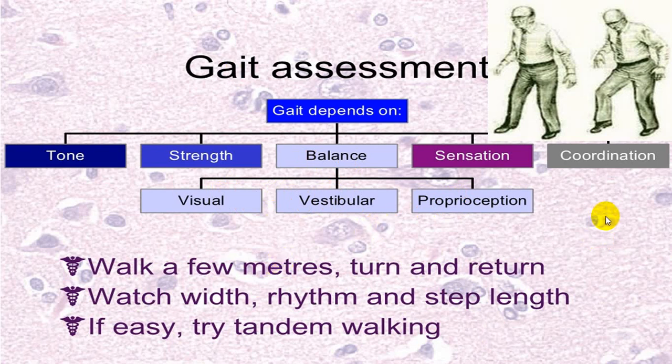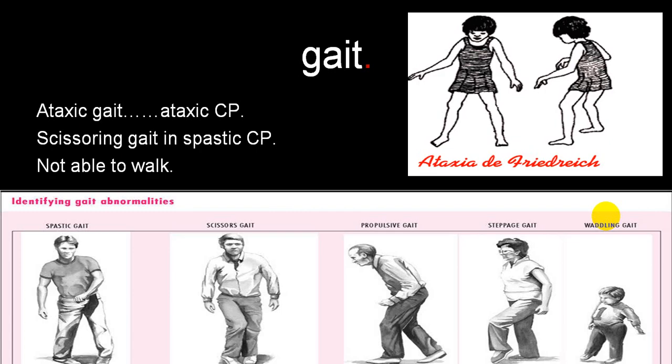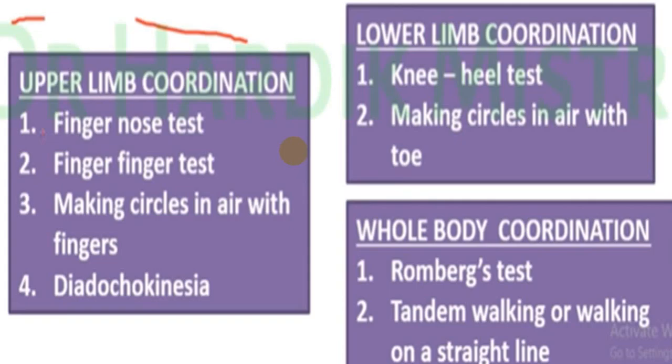We are not discussing this now, we'll be having a separate lecture on gait. So gait is how the person is walking in a straight line barefoot. And then there are different types of walking. You will have a spastic gait, scissors gait, propulsive gait, high steppage gait, waddling gait, etc. Different types of gaits. We'll be discussing them, and probably I'll try to get clips of these different gaits and we'll demonstrate those in video lectures.